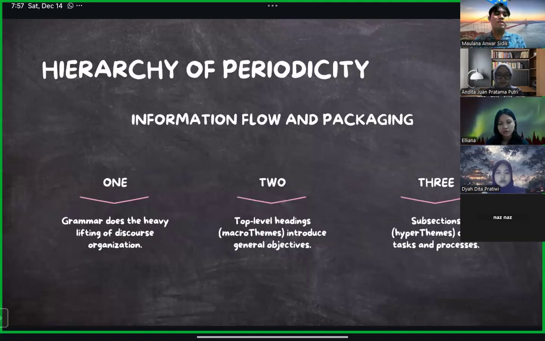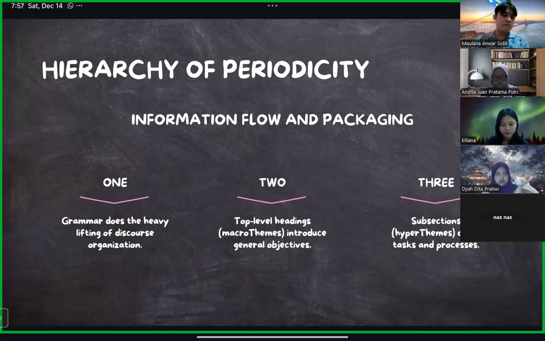So, the next point is the hierarchy of periodicity itself. Within the hierarchy of periodicity, there is information flow and also packaging. Point number one is that the legal text uses grammar as a tool for organizing and presenting information systematically, ensuring that critical points are emphasized and easily referenced. So grammar does the heavy lifting of the discourse organization itself.